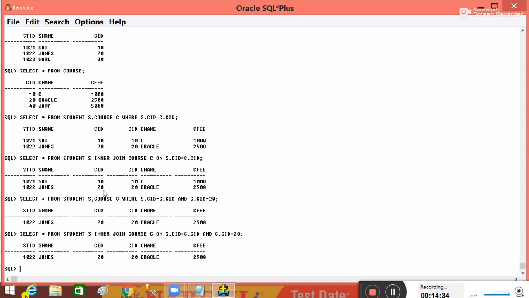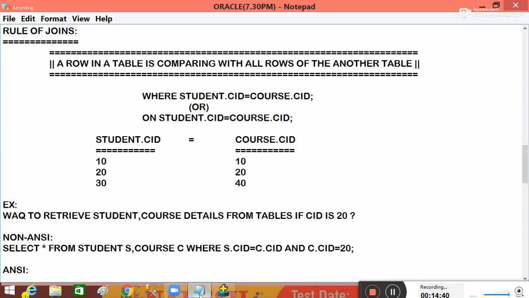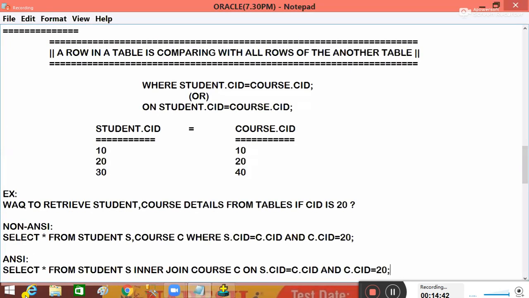And this one is also, we are going to be getting the same output. But this is called the ANSI format we write. Same as before, where we had a single condition, but in this example we are using multiple conditions. So this is the joining condition, the AND operator, and this is the filtering condition. That means I have written two conditions with the help of the AND operator.